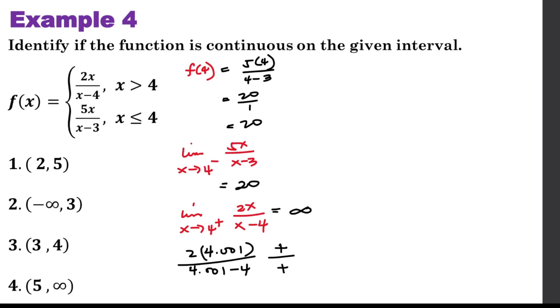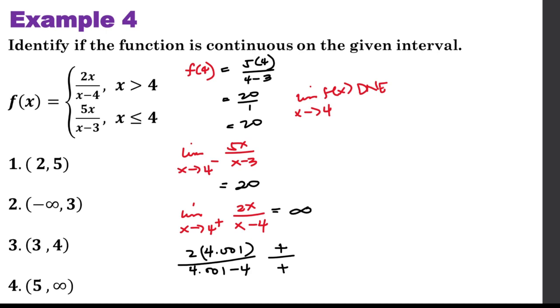And since the left-hand side limit is not equal to the right-hand side limit, the limit of the function as x approaches 4 does not exist, and therefore we are discontinuous at x is equal to 4.